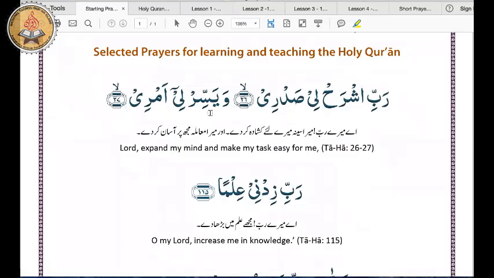Jazakallah. Just read this word again. Yeah, that's great. Excellent. Jazakallah. And the translation, please. Lord, expand my mind and make my task easy for me. Okay, Jazakallah. Thank you very much.